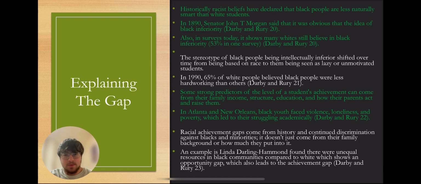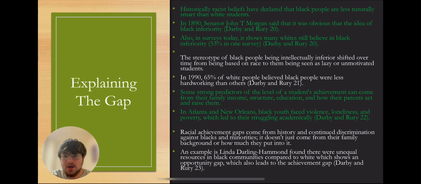The stereotype of black people being intellectually inferior shifted over time. It used to be based on race or natural ability, whereas now they are seen as lazy or unmotivated students. In 1990, 65% of white people believed that black people were less hardworking than others. Some strong predictors of students' achievement are their family income, structure, education, and how their parents raise them, or how they are basically taught to live in this world. In Atlanta and New Orleans, black youth face violence, loneliness, and poverty, which led to their struggling academically.